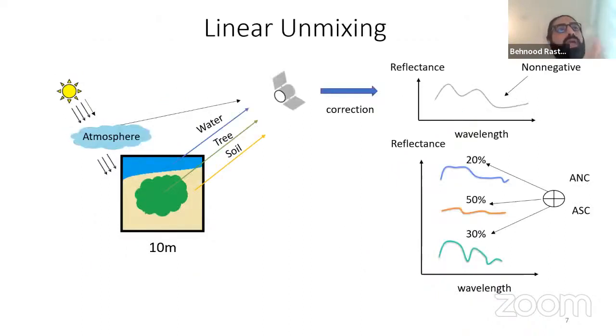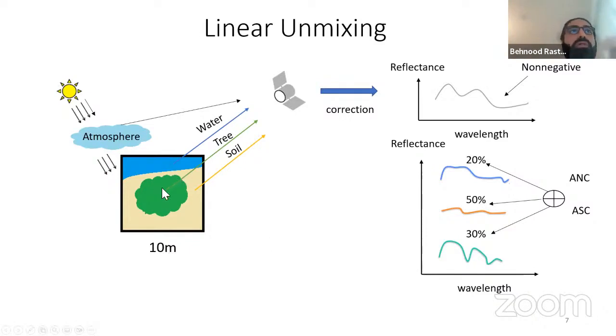Here, in our case for remote sensing or Earth observation, the light passes through the atmosphere and reaches the target. Basically, this is one pixel; let's assume it's a 10 meter by 10 meter pixel. And there are three materials inside this pixel.